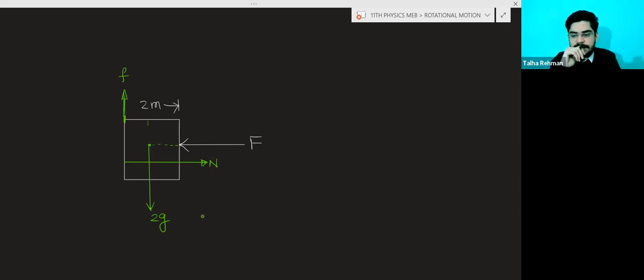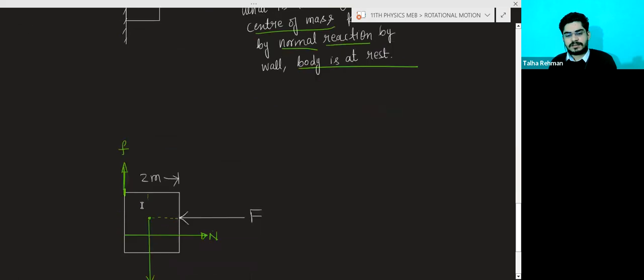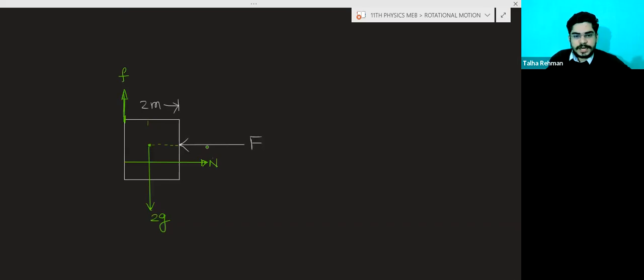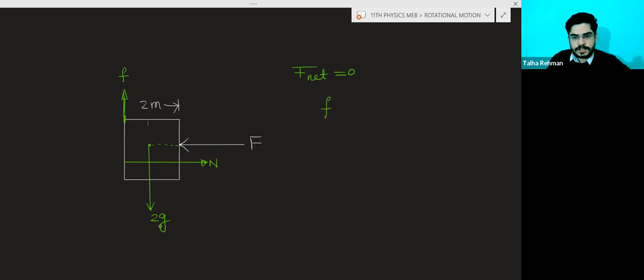Okay, they are saying the body is in equilibrium. Body is at rest. Body is not moving. So body will be in equilibrium. So the net force on the body is equal to 0. F net is equal to 0. So we will see what is the F net. F net means along x direction or y direction, the forces must be equal. So you can say this friction force is equal to 2g, and 2g means 2 into 10 is equal to 20 Newton. No problem.